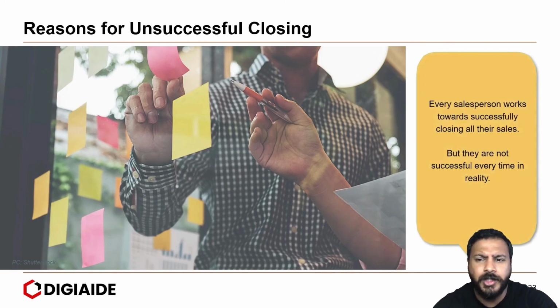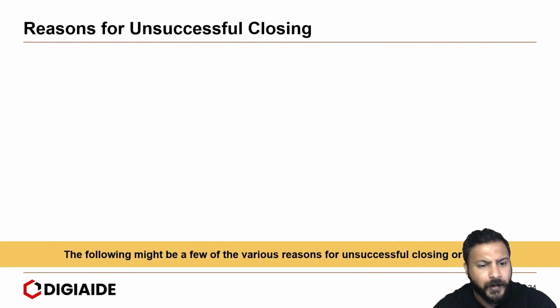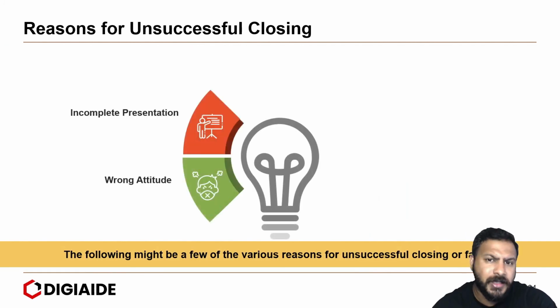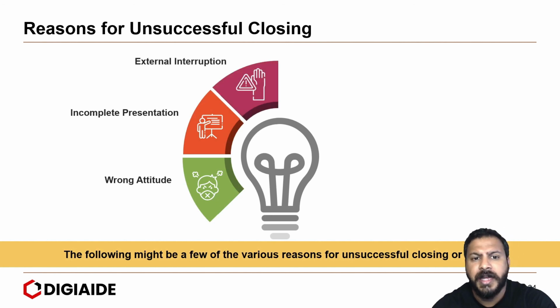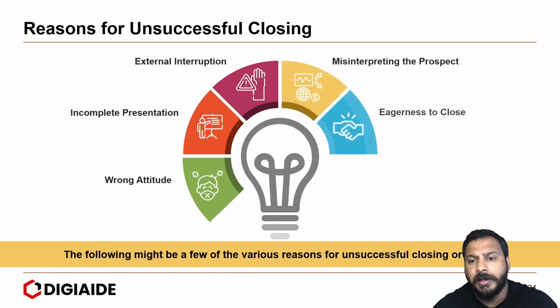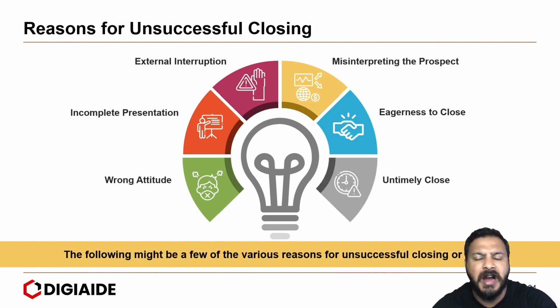Now let's look at the reasons for unsuccessful closing. Every salesperson works towards successfully closing all their sales, but they are not successful every time. In fact, there are some reasons, and they are: wrong attitude of the salesperson, incomplete presentation made by the salesperson, external interruption which could be on the side of the prospect or the salesperson, misinterpreting the prospect or not understanding them well, eagerness to close the sale, being very desperate, and finally, untimely close. So that's it folks, this brings an end to the topic on how to close a sale.